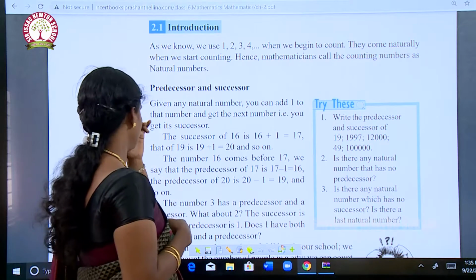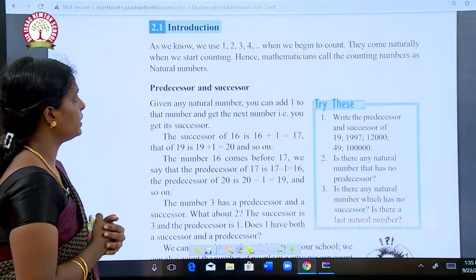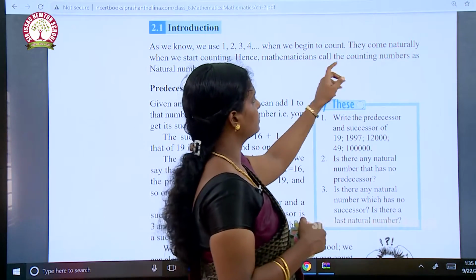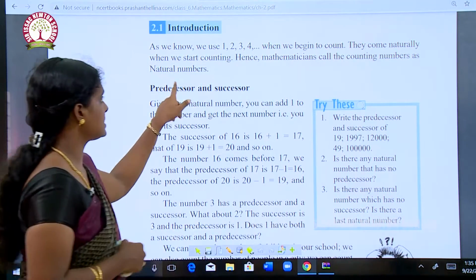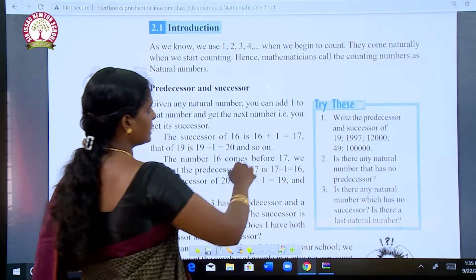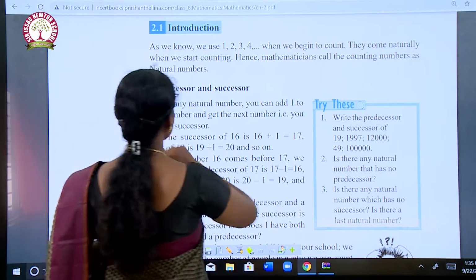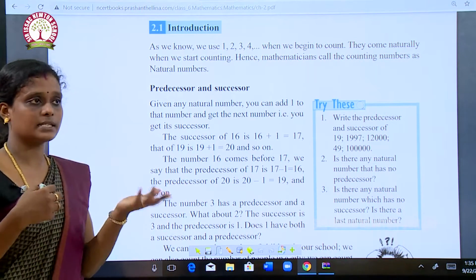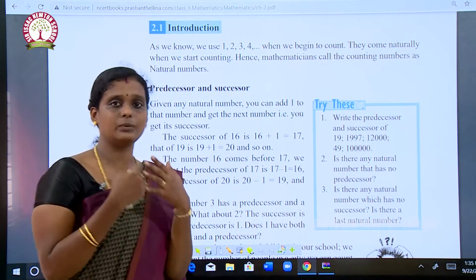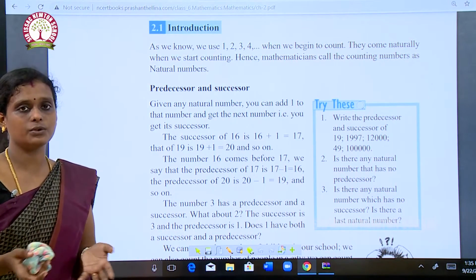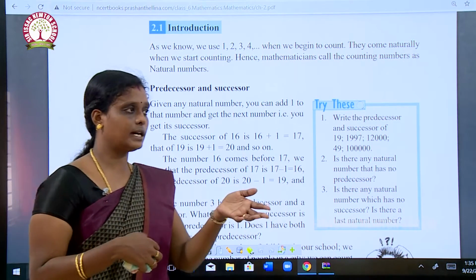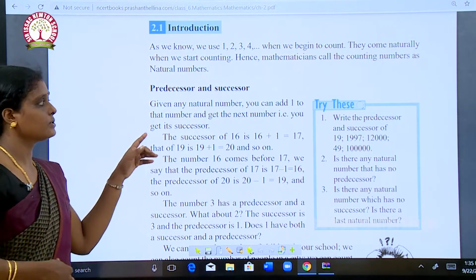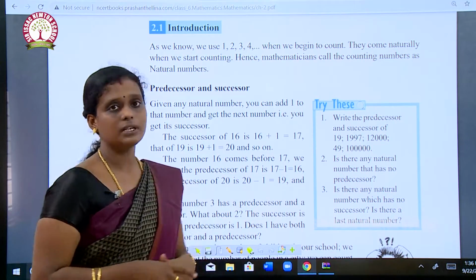Okay, so we'll discuss it. As we know, we use 1, 2, 3, 4 when we begin to count. They come naturally when we start counting. Hence the mathematicians call the counting numbers natural numbers. When someone asks you to tell the numbers, you will start with 1. It comes to you naturally. Naturally you will start to count from 1, 2, 3, 4 etc. So that is called natural numbers.